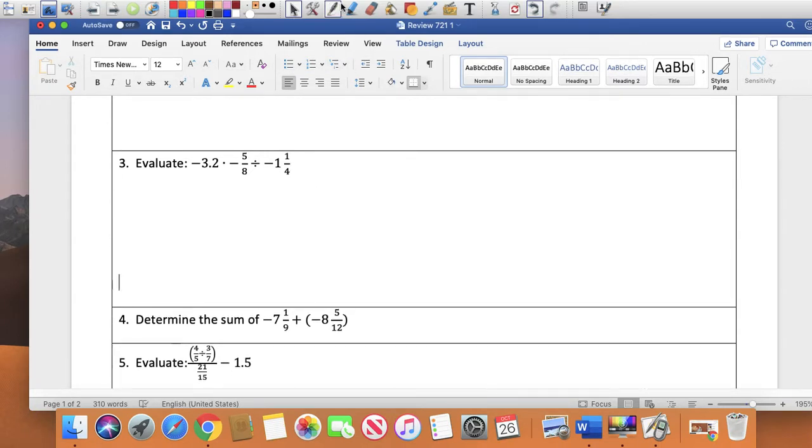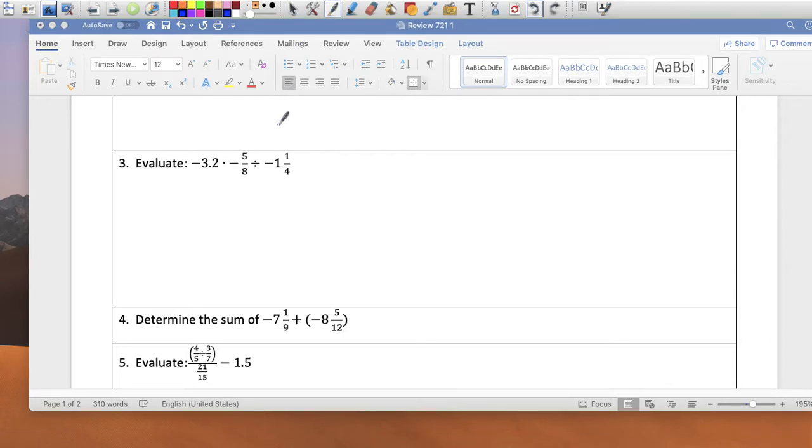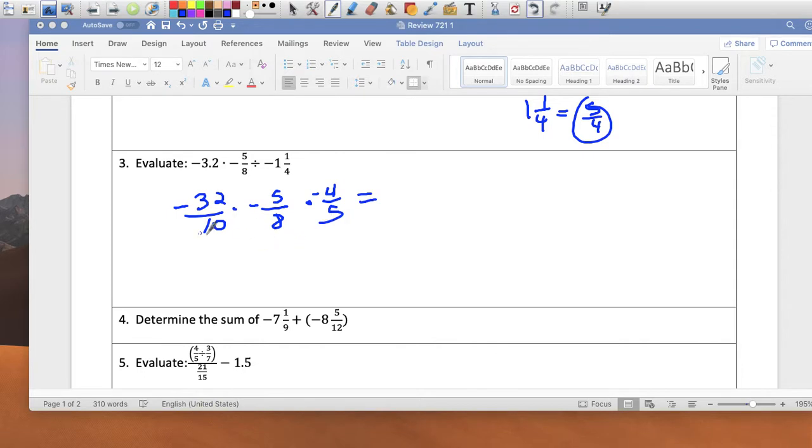Now this one I want to change to decimal, so I would definitely change it to a fraction. So 32 over 10 times negative 5 over 8, and then let me bring 1 over 1 and 1/4, that is 4 times 1 is 4, 5 over 4, right? So that's 5 over 4, and you can change the multiplication right now if you like. So it's a negative times a negative times a negative, so I know my answer is going to be a negative.